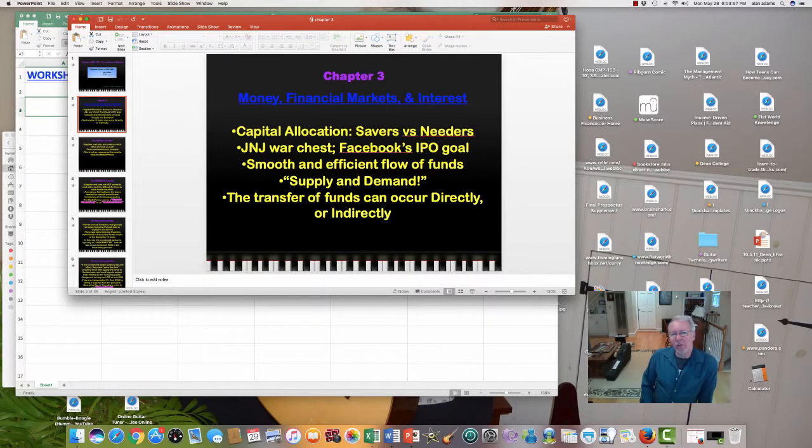A good economic system, ladies and gentlemen, as I mentioned up here on the slide, involves the smooth and efficient flow of funds, okay? Like we saw in the barter system in chapter 1, we can't waste a lot of time finding each other if you've got money and I need money. We have to have a system in place that's going to make sure capital is allocated very efficiently and quickly from the people who have it to the people who need it, okay?